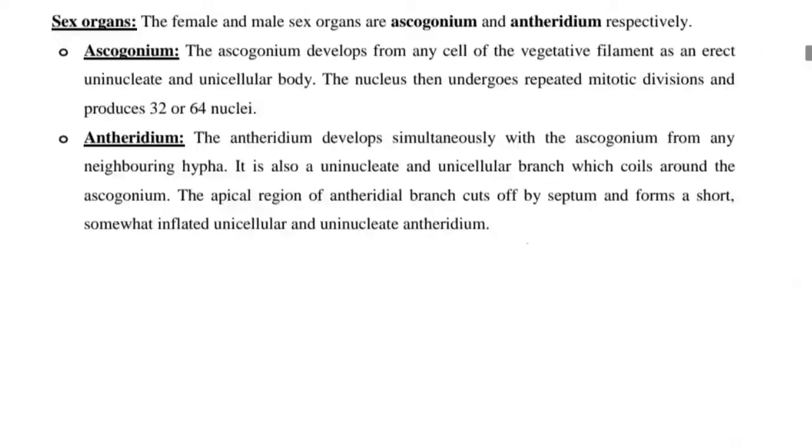Sex organs. The female and male sex organs are ascogonium and antheridium respectively. Ascogonium. The ascogonium develops from any cell of the vegetative filament as an erect uninucleate and unicellular body. The nucleus then undergoes repeated mitotic divisions and produces 32 or 64 nuclei. Antheridium. The antheridium develops simultaneously with the ascogonium from any neighboring hypha. It is also a uninucleate and unicellular branch which coils around the ascogonium. The apical region of the antheridial branch cuts off by a septum and forms a short, somewhat inflated unicellular and uninucleate antheridium.